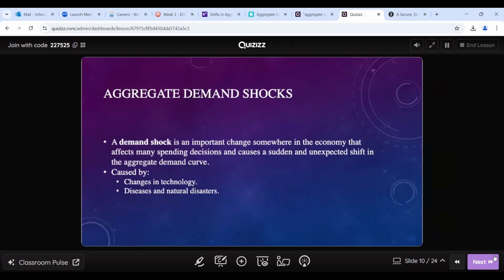So a demand shock is an important change somewhere in the economy that affects many spending decisions and causes a sudden and unexpected shift in the aggregate demand curve caused by changes to technology, diseases, and natural disasters. So better technology will grow the economy. So if technology gets better, aggregate demand can shift right. Diseases and natural disasters can make aggregate demand shift left. So any natural disaster or disease means massive reductions in aggregate demand.